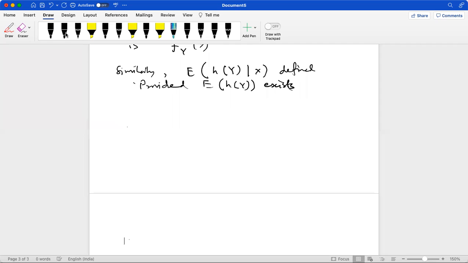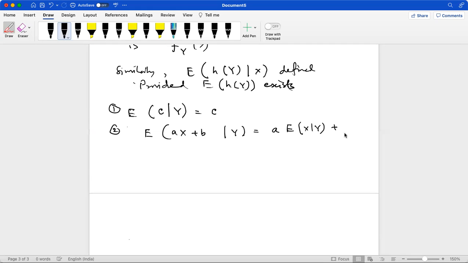Now, some important results on this conditional expectation. The first one: the expectation of the constant random variable c given another random variable Y is just c. Next is the expectation of aX plus b, where X and Y are two given random variables, given Y. The conditional expectation of this is nothing but a times the conditional expectation of X given Y, plus b. The proofs are easy and left as homework, and you can easily find them in any book.